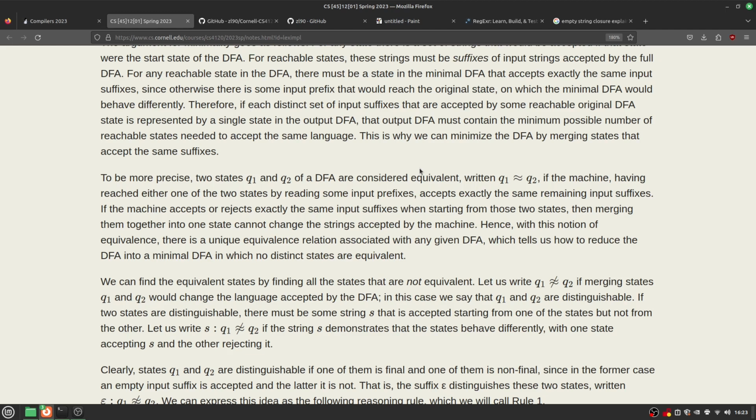If the machine accepts or rejects exactly the same input suffixes when starting from those two states, then merging them together into one state cannot change the strings. Right, that makes sense. Hence with this notion of equivalence, there is a unique equivalence relation associated with any given DFA, which tells us how to reduce the DFA to a minimal DFA in which no distinct states are equivalent.